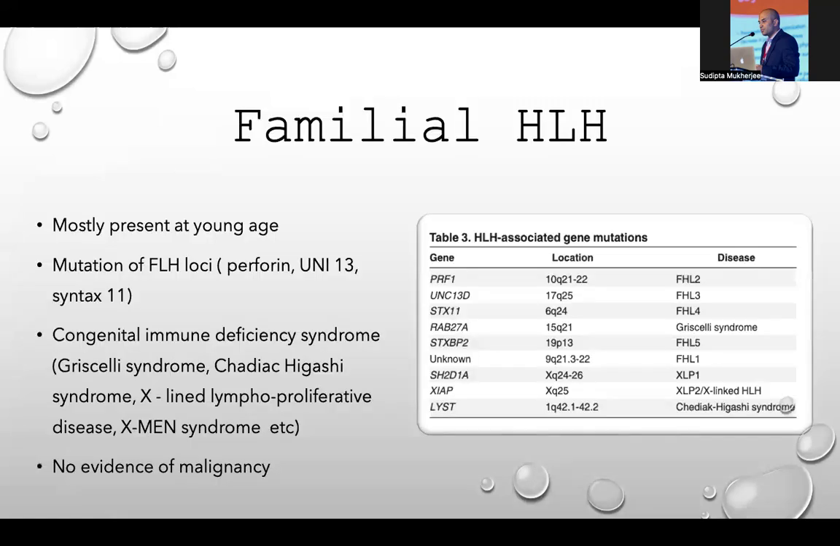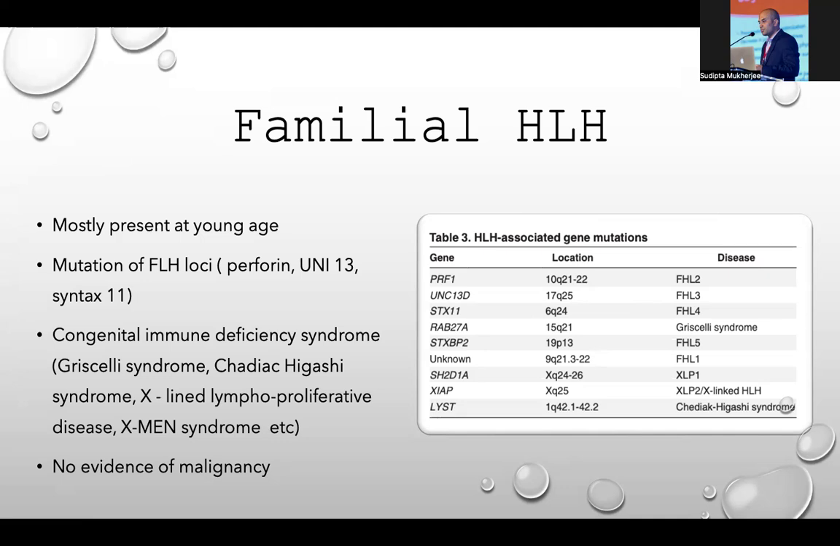Now, in familial HLH, most patients usually present at a young age. There is a mutation at the FHL loci, like perforin, Unc13D, or syntaxin 11. There are associated congenital immune deficiency syndromes like Griscelli syndrome, Chediak-Higashi syndrome, and X-linked lymphoproliferative disease. And there must not be any evidence of malignancy to label it as familial HLH.